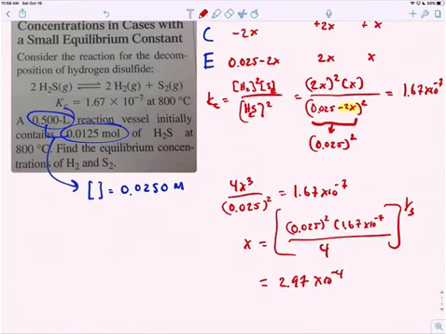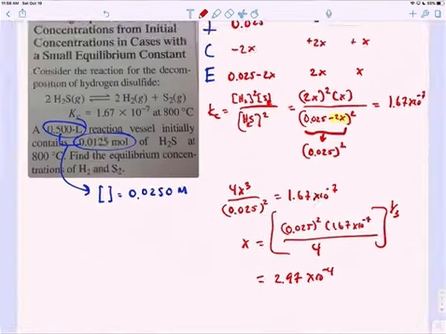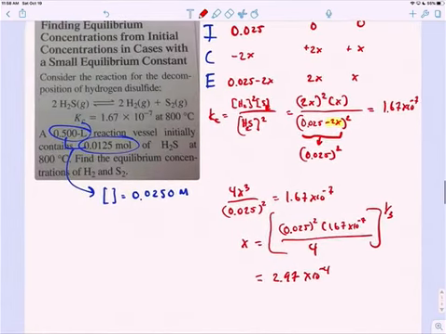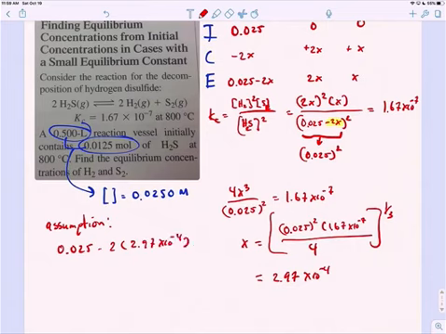So, okay. And the assumption, though, is that you have 0.025 minus 2 times 2.97 times 10 to the minus 4 is about equal to 0.025. And you know what? It really is. It's within.